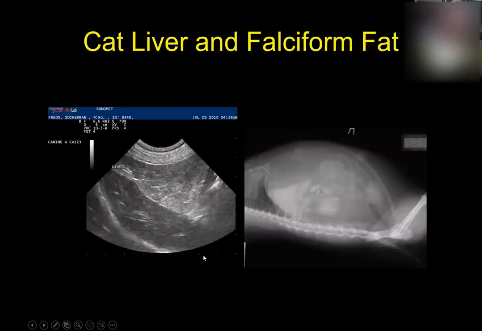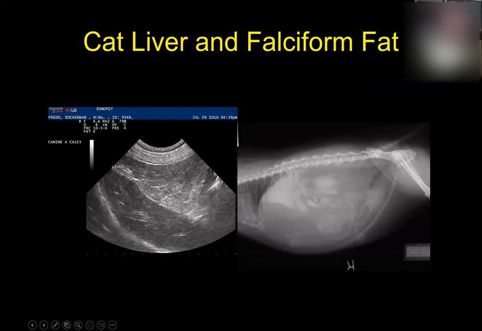Oh, okay. This is another example that you'll see a lot, and a lot of vets will confuse this too. Here is a cat. Here's an x-ray of this cat. Here's an ultrasound of the cat. I'm looking at the cranial abdomen right in this region on this ultrasound. If I look here, this is the diaphragmatic margin. This hunk of stuff here, this kind of hypoechoic area, that's the liver. But in this cat, we have a large amount of falciform fat. This is a fat old cat.